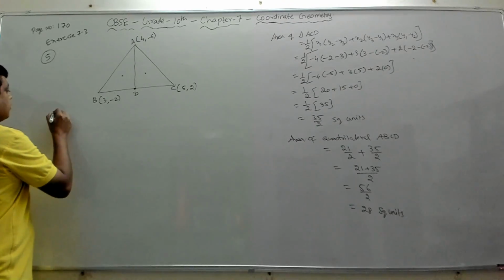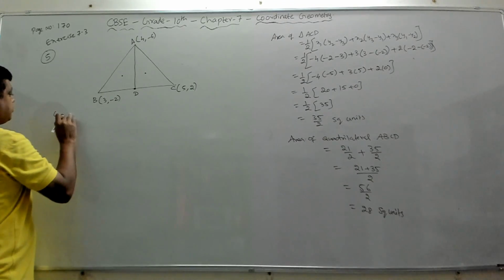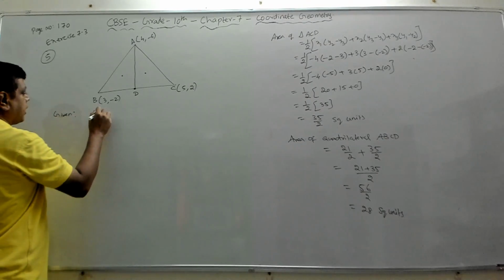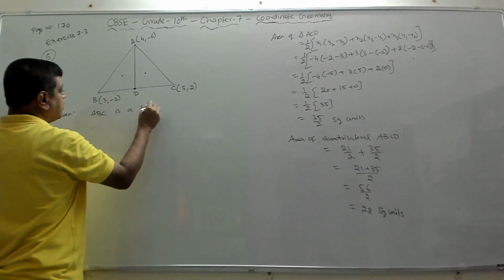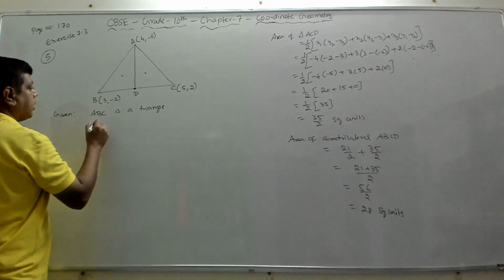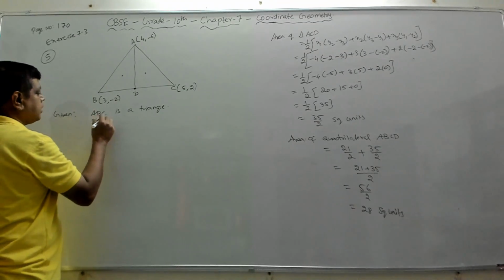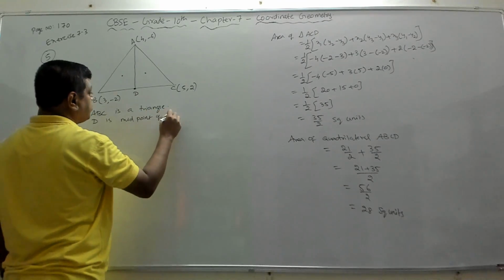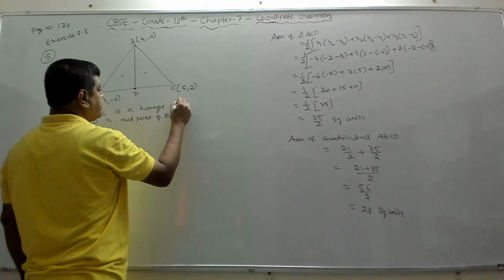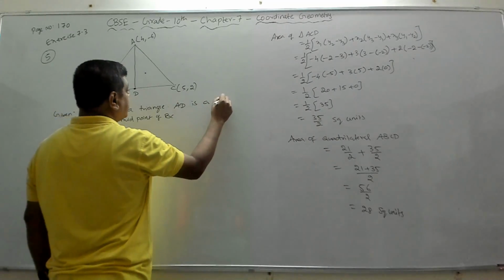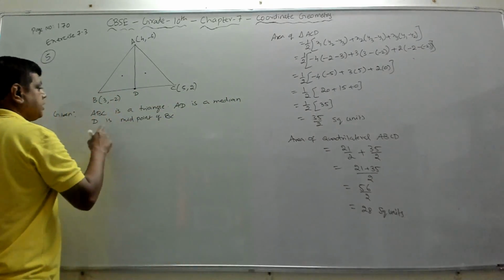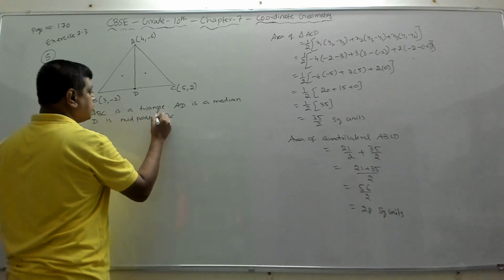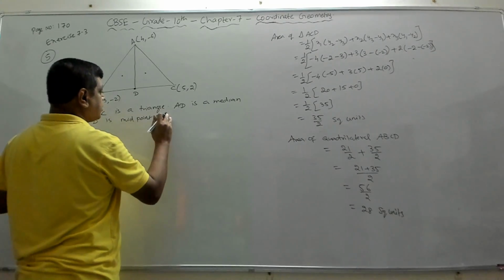So given is, ABC is a triangle, and D is the midpoint of BC because AD is the median. We can also say AD is a median, which means D is the midpoint of the side BC.